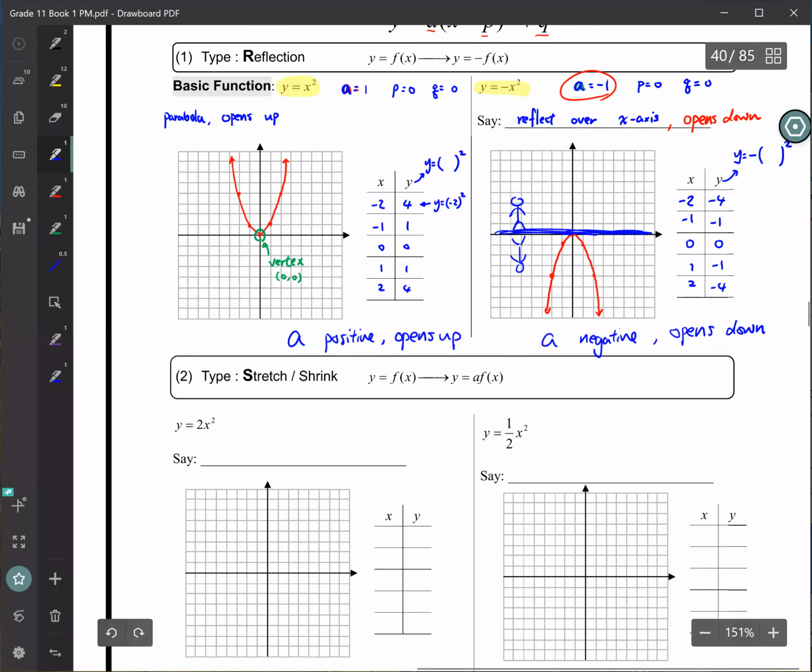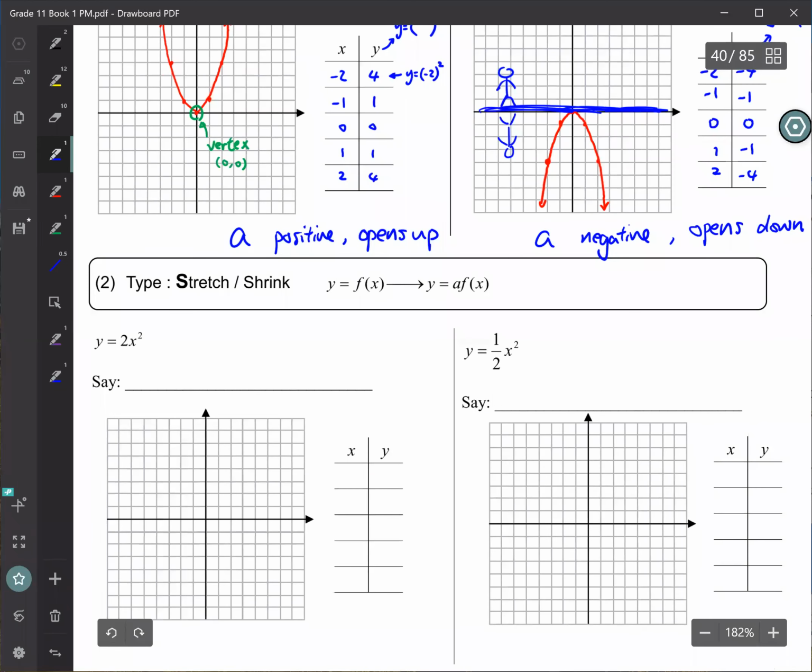Now, before we move on to type 2, the stretching and shrinking, I want to ask how many of you have heard of absolute value? Can you raise your hand if you know what absolute value does? Anyone heard of absolute value in grade 10? What do you remember about absolute value?